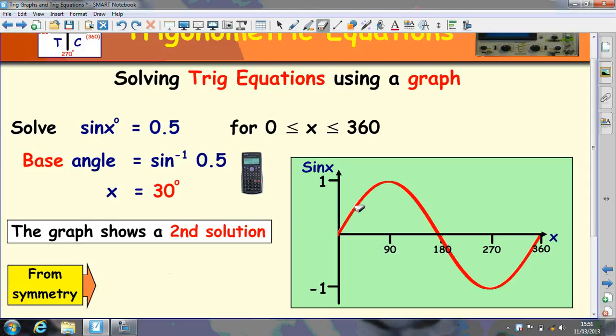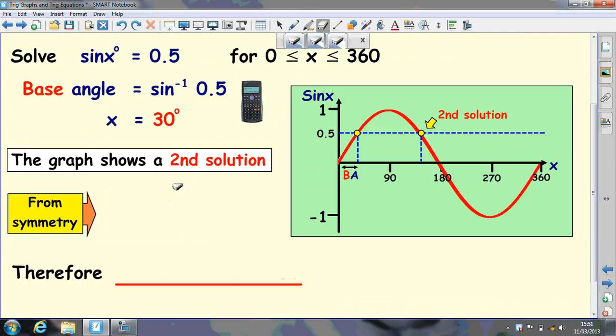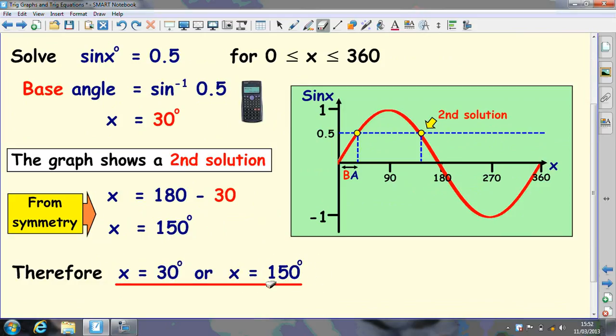So that would be this first part here. But the second solution, we have to work that one out. Now if I look at this here, you can see 0.5 appears here, and that's your 30 degrees. Your second solution is over here. This, from symmetry, this size here is exactly the same as this size here. So if that's 30, this is also 30. So to get this value here, you go backwards 30 from 180. And that's exactly what we do with the calculation. The second value is 180 take away 30, which comes out as 150. Therefore, the two solutions are 30 and 150.